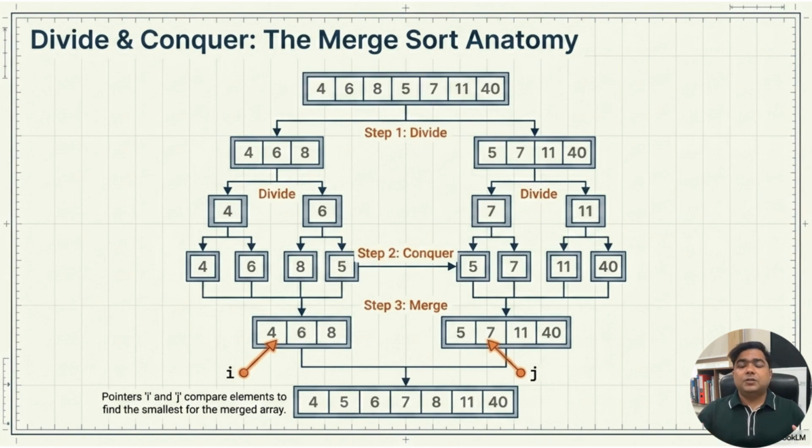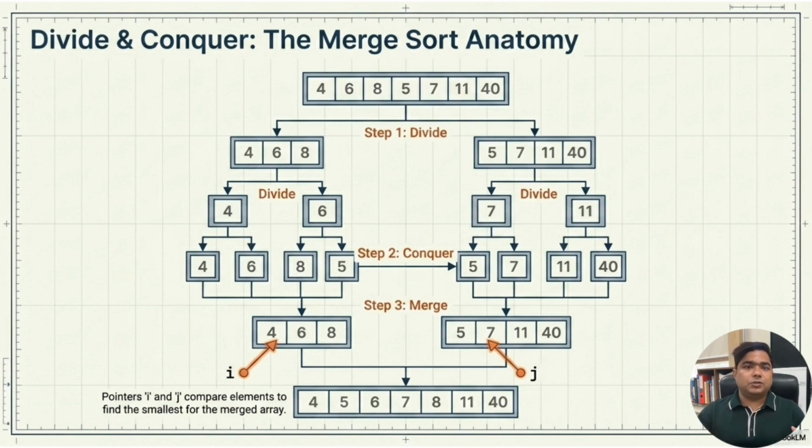We begin with an unsorted list: 4, 6, 8, 5, 7, 11, and 40. The first step is divide. We split the list into smaller parts. The left side becomes 4, 6, and 8. The right side becomes 5, 7, 11, and 40. Then we continue dividing until each small list contains only one element.